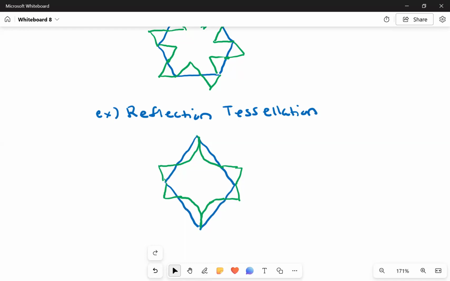I encourage you to look at the book's pictures. They're quite beautiful, but really you're going to be more identifying whether or not there's a reflection or a translation in the tessellations themselves.